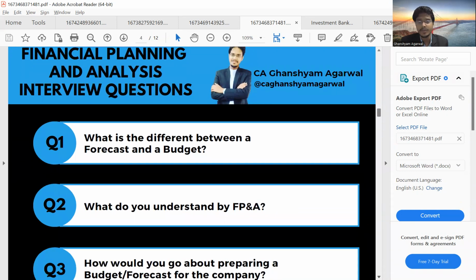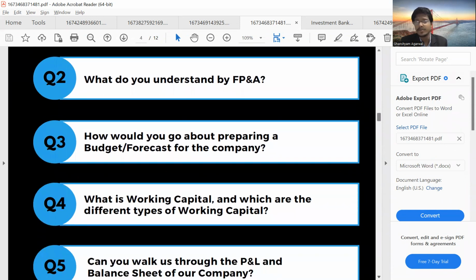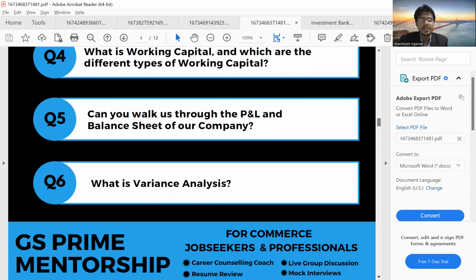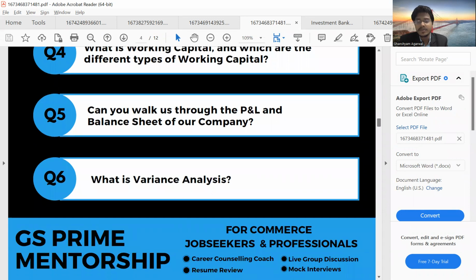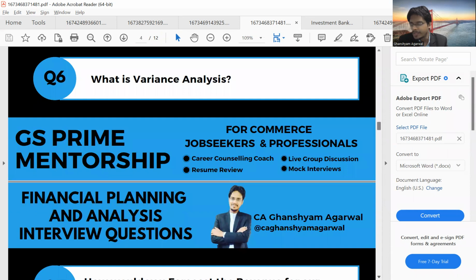So forecasting, budgeting, what you understand by FP&A, what is working capital, what are the different types of working capital, and what is normalized working capital. Can the working capital be negative? If it is negative working capital, is it good for the company or not? So these are the questions that can be asked. What is variance analysis? What is rolling forecast, and how is it different from traditional forecast? And what is top-down budgeting, bottom-up, incremental, zero-based budgeting?